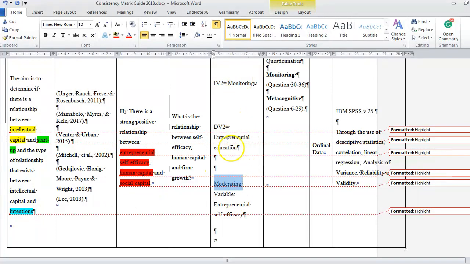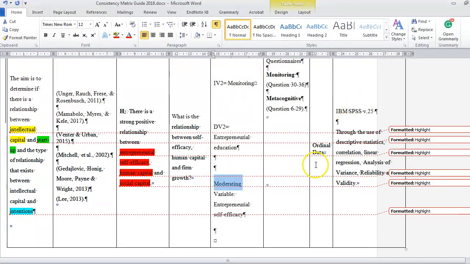So these variables need to reflect what the questions were, and need to reflect what the hypotheses were, and need to reflect what the sub-aim or objective was. So you can't introduce new variables here. Same with the questions now, she's asking questions about monitoring. She's asking questions about metacognitive, which this construct does not appear in any of these different statements that she has. So this must have the same constructs that you had here, same construct you had here, and same construct from here.